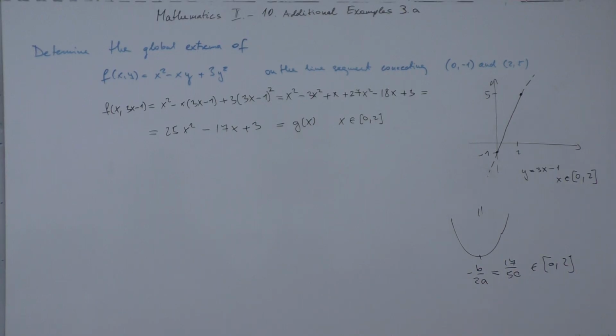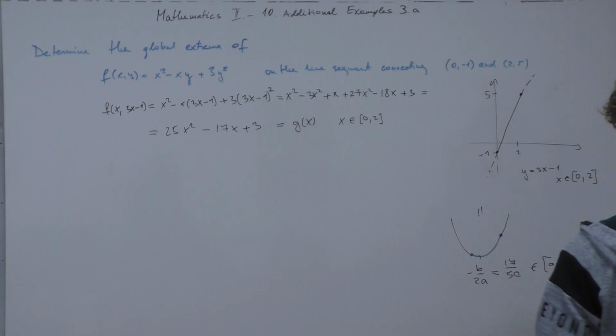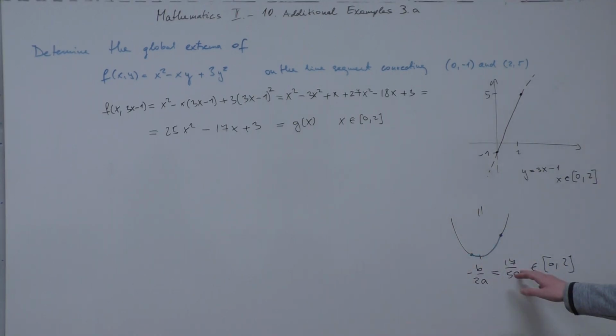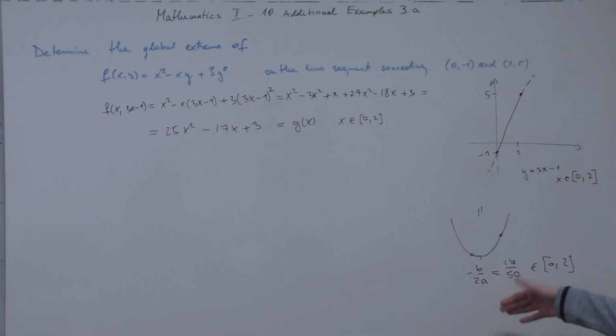We also can draw the image of this interval, and this will look something like this. So you can see that 17 over 50 is closer to 0 than it is to 2, and that's the reason why the image is something like this. And from this picture you can see the minimum and maximum places, but we also have to calculate the minimum and maximum values. So the minimum value will be at x equals 17 over 50.